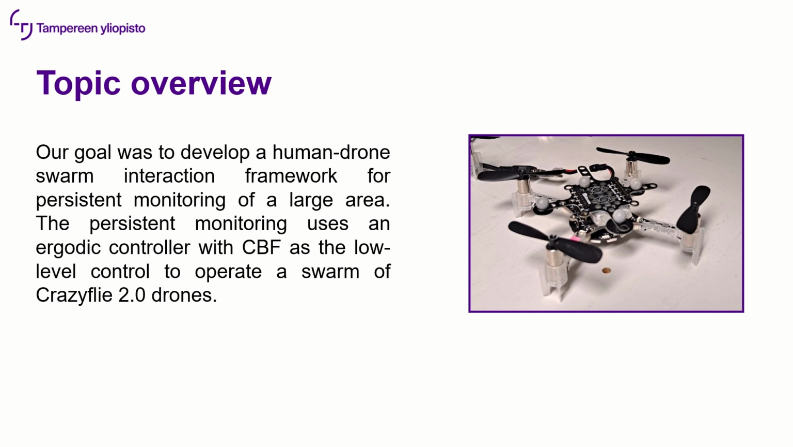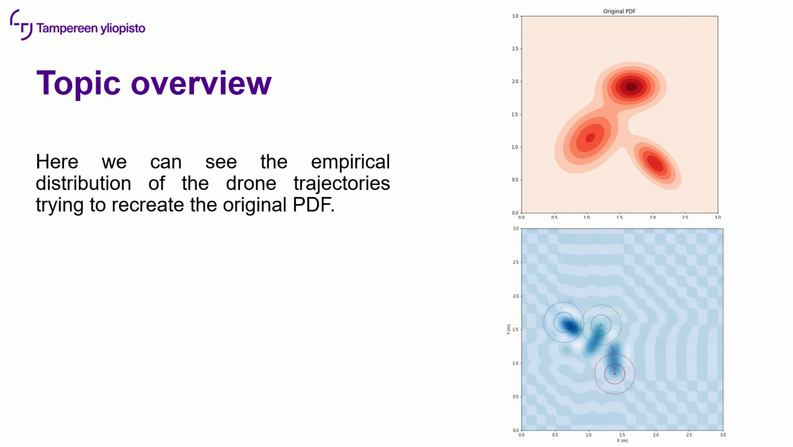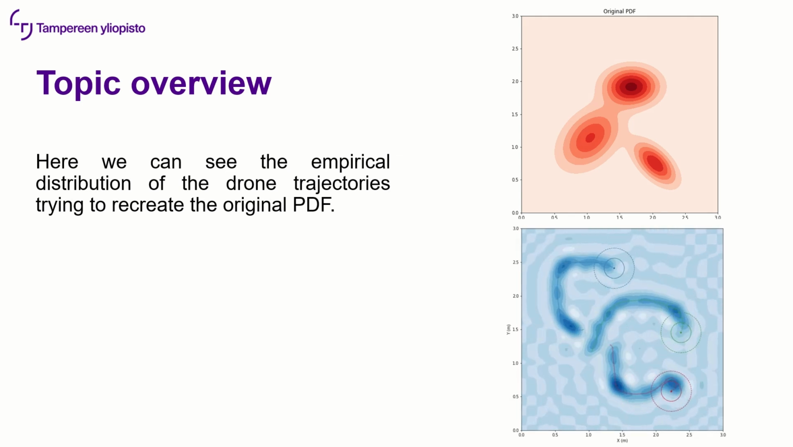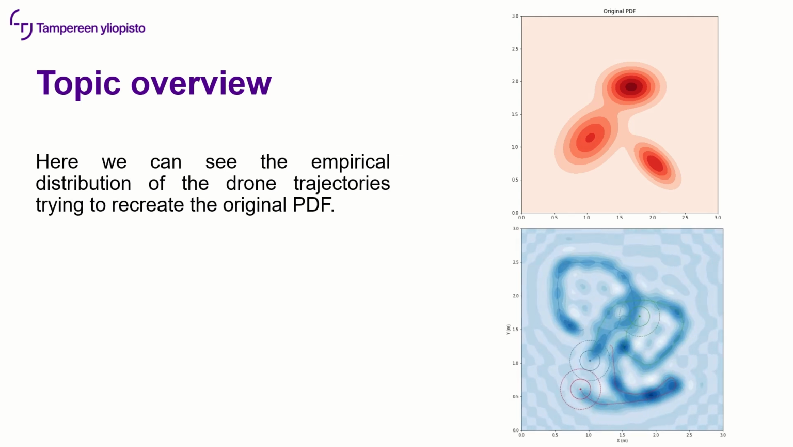The persistent monitoring uses an ergodic controller with a control barrier function as the low-level control to operate a swarm of Crazyflie drones. Here we can see the empirical distribution of the drone trajectories trying to recreate the original probability density function.